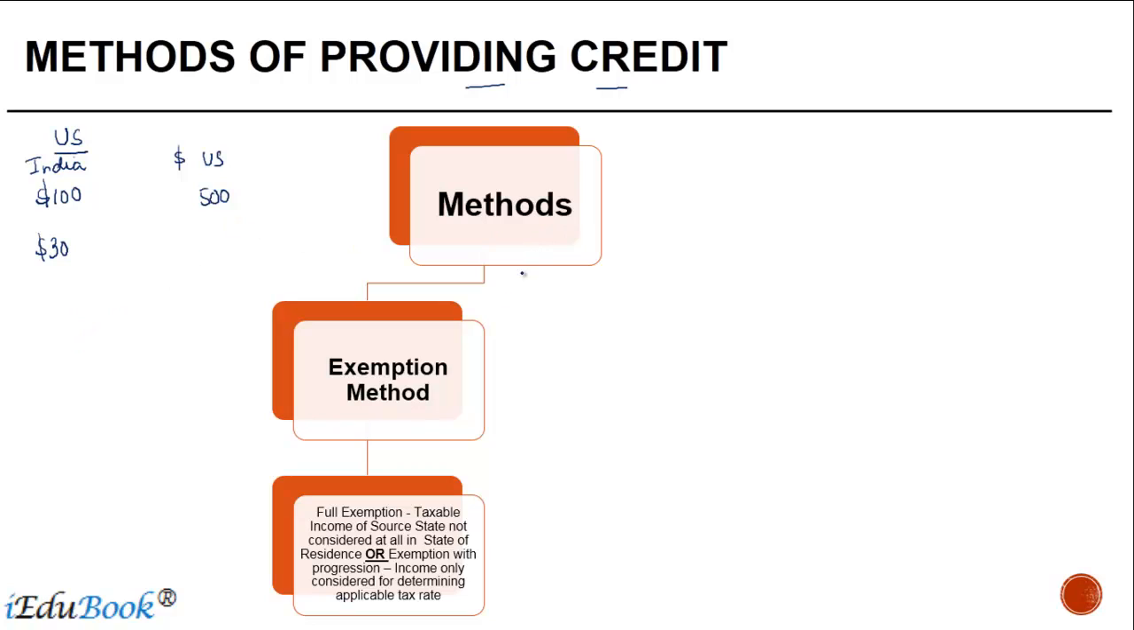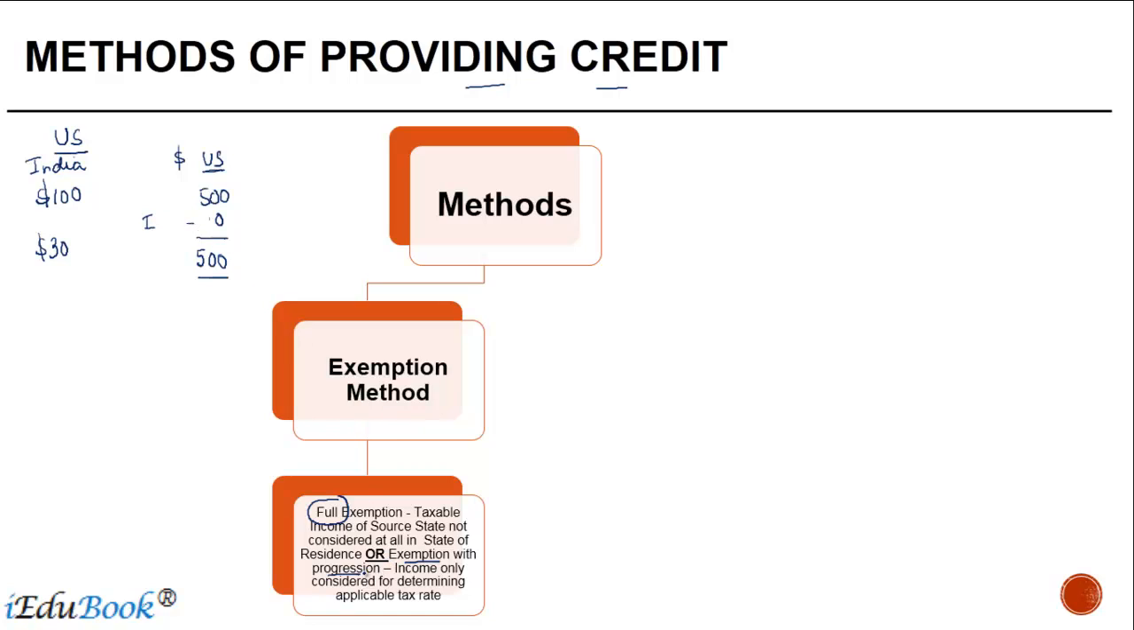The exemption method has two things. One, a full exemption, or second, an exemption with progression. In case of full exemption, taxable income of the source state is not considered at all in the state of residence. What this means is, when calculating the US taxable income, they are going to say from India we have zero income, and therefore the total income is $500. This is known as full exemption. You do not include the income at all.